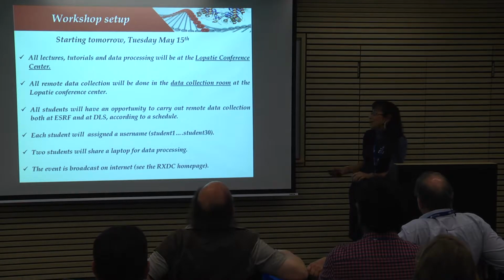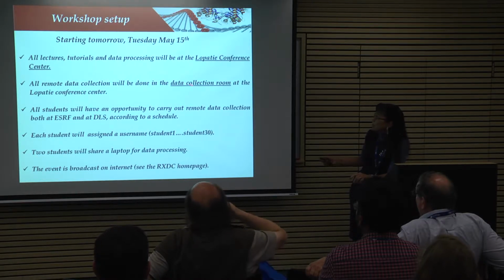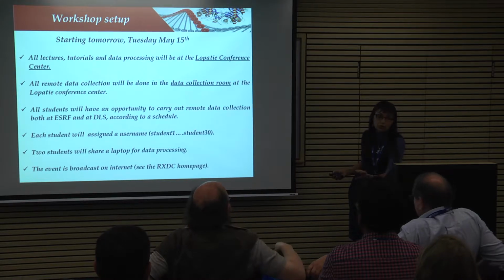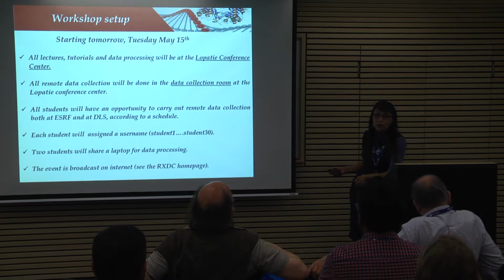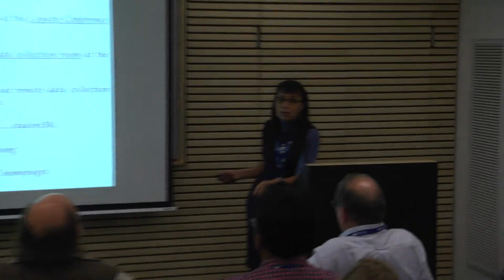At the place where we are doing all the processing, we have 14 computers. You cannot use your own computer to process the data, okay? But we have 14 computers, and two of you will share one computer. And I guess because sometimes people will collect data in the Lupati hall, in the collection room, they will not use this laptop. So sometimes you will have your own laptop, okay?